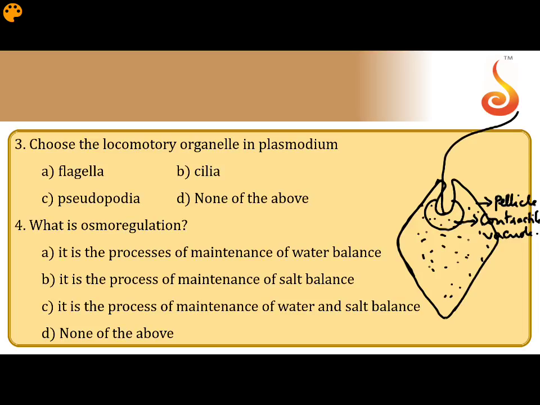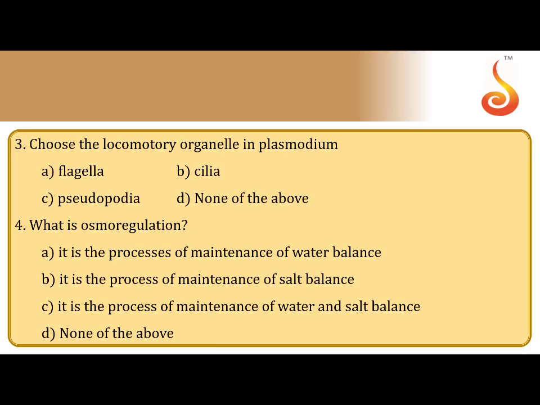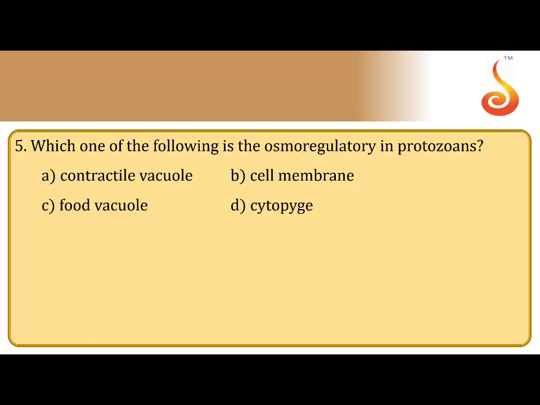which helps in maintaining the water balance. So based on that question, we see here what is osmoregulation. A, it is a process of maintenance of water balance. B, it is a process of maintenance of salt balance. C, it is the process of maintenance of water and salt balance. D, none of the above. Next question, which one of the following is osmoregulatory in protozoans? So I think the previous question it is explained. So I am not explaining this question. Try to answer. A, contractile vacuole, B, cell membrane, C, food vacuole, D, cytophage.